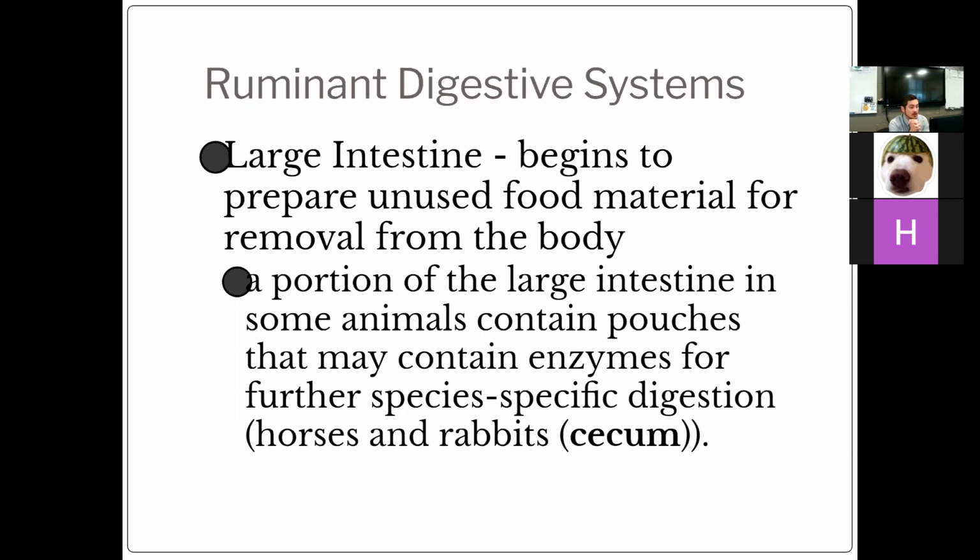A portion of that large intestine in some animals contains pouches that may contain enzymes for further species-specific digestion, specifically horses and rabbits. Horses and rabbits both have a cecum. The cecum is a special organ at the back end of their digestive system. Horses and rabbits don't have the fermentation process that happens in the rumen and the grinding that happens in the omasum. They just have a regular stomach. So they need the cecum to actually help digest some of that fibrous material, because they're eating grass, hay, and that sort of thing.